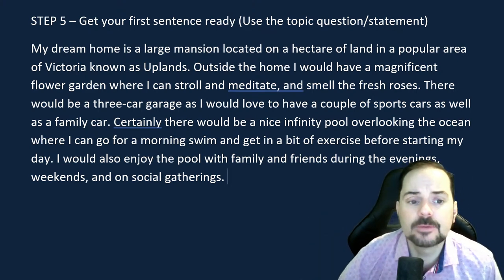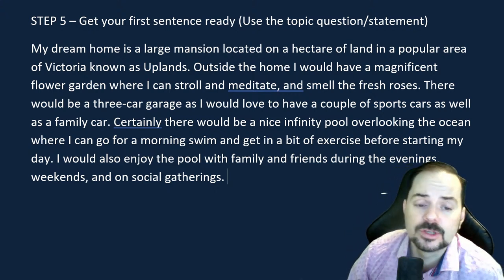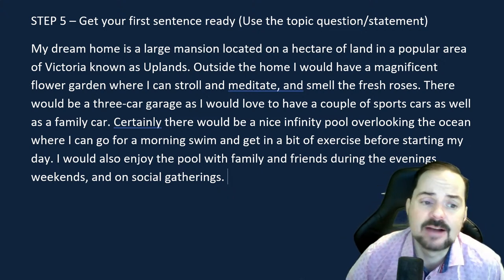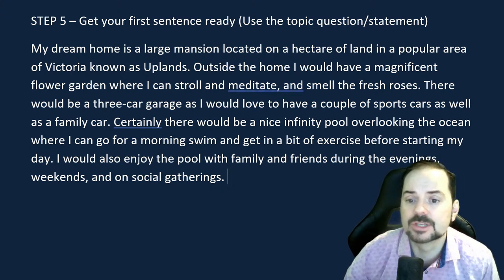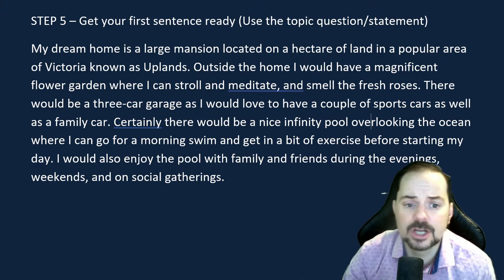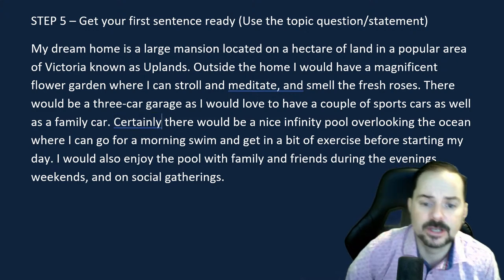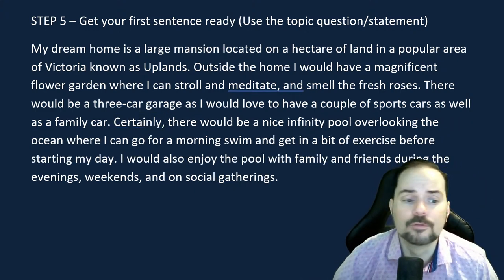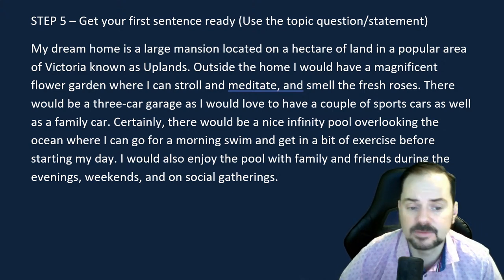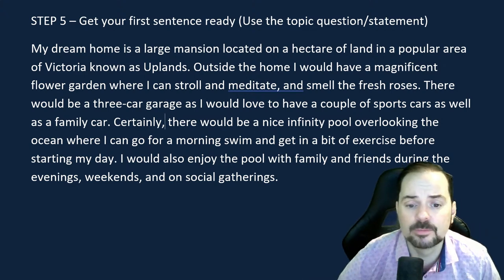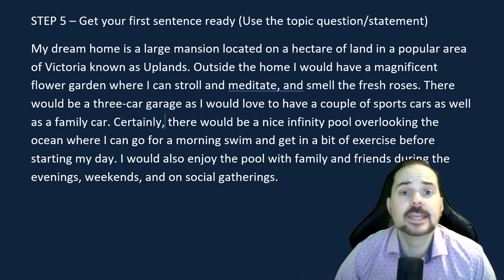response. So my dream home is a large mansion located on a hectare of land in a popular area of Victoria known as Uplands. Outside the home, I would have a magnificent flower garden where I can stroll and meditate and smell the fresh roses. There would be a 3-car garage, as I would love to have a couple of sports cars as well as a family car. Certainly, there would be a nice infinity pool overlooking the ocean where I can go for a morning swim and get in a bit of exercise before starting my day. I would also enjoy the pool with family and friends during evenings, weekends, and on social gatherings.